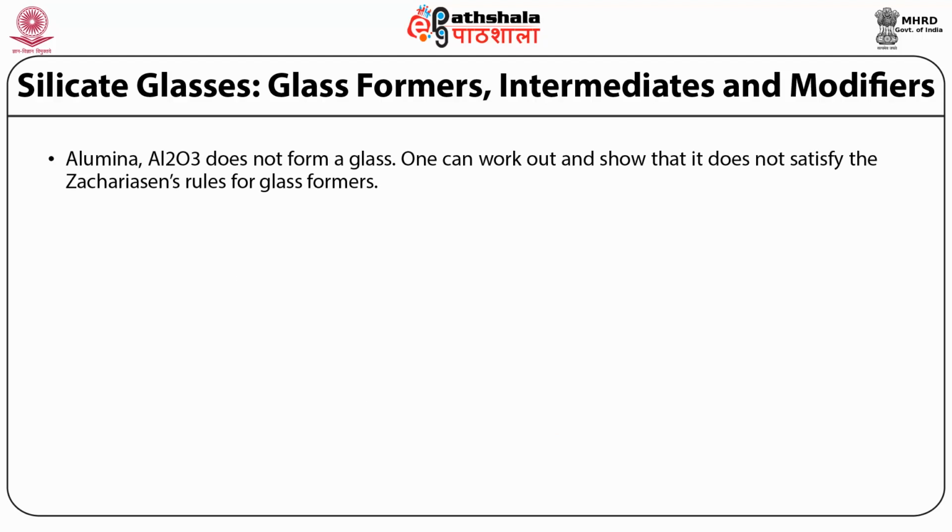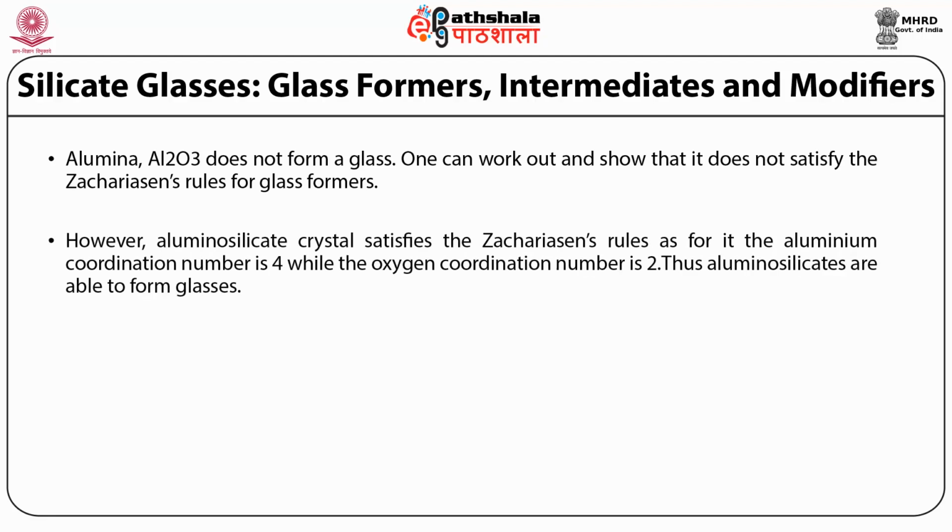Alumina, that is Al2O3, does not form a glass. One can work out and show that it does not satisfy the Zachariasen rules for glass formers. However, aluminosilicate crystal satisfies the Zachariasen rules, as for it the aluminium coordination number is 4, while the oxygen coordination number is 2. Thus, aluminosilicates are able to form glasses.